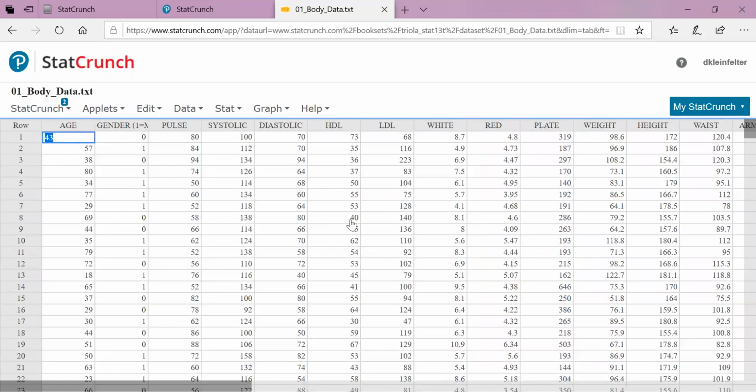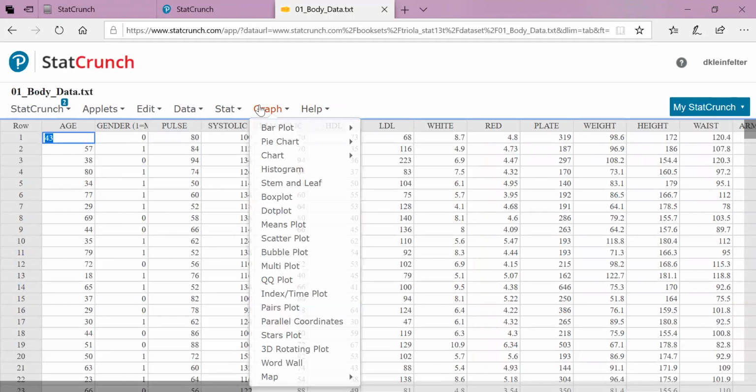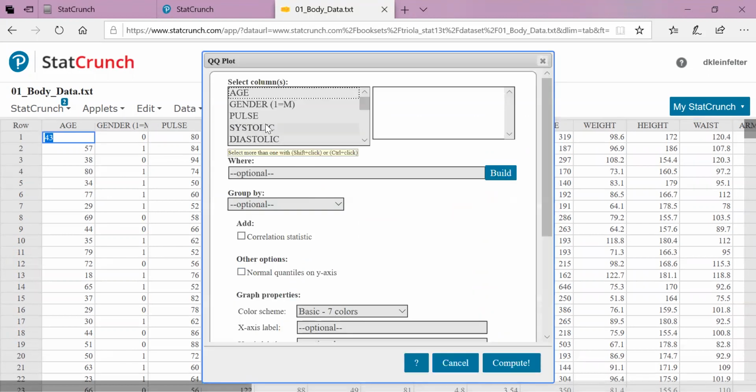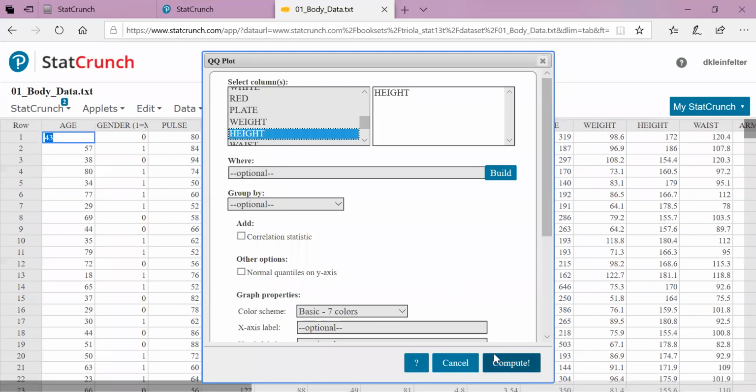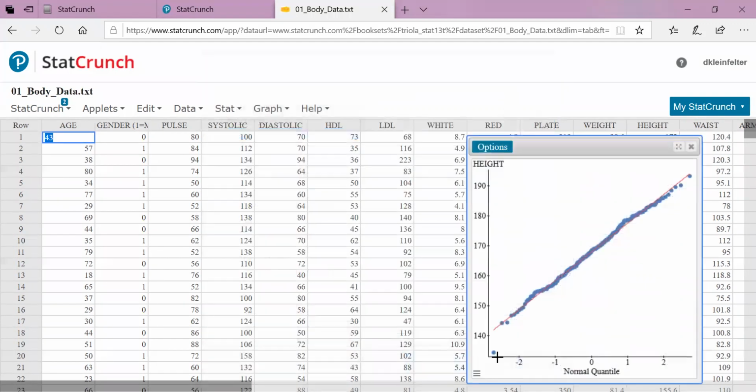Okay, let's try one more. Let's try heights. So Graph. Let's try QQ Plot. And we were going to do height. I'd probably guess that this is going to be pretty normally distributed. And that looks a lot better than our last one. Here the dots lie a lot closer to our line. There's this one dot here in the low portion of the window that looks like an outlier.